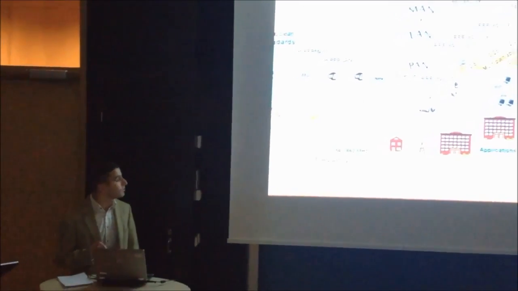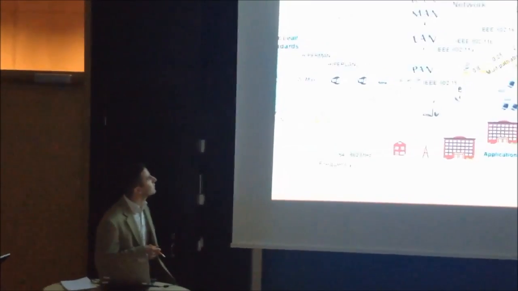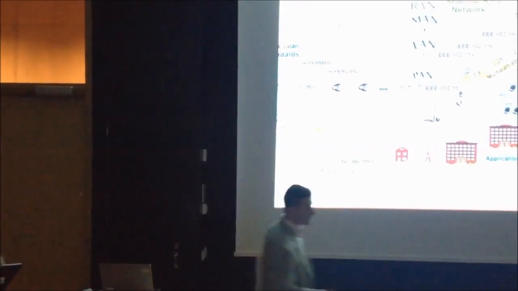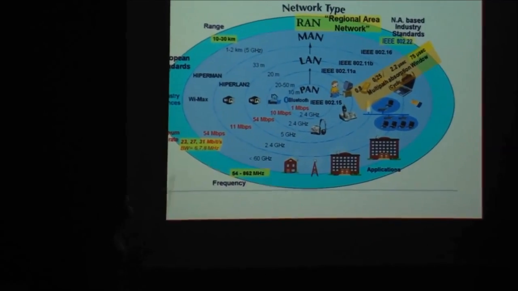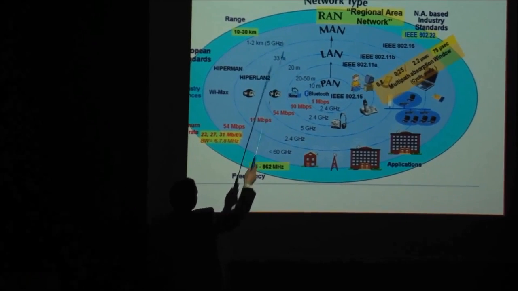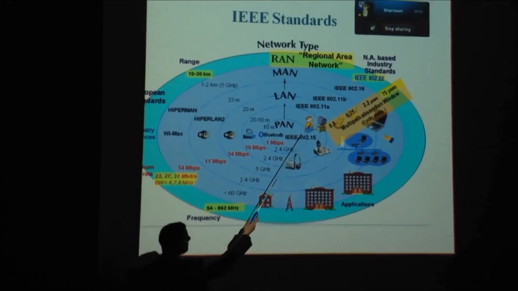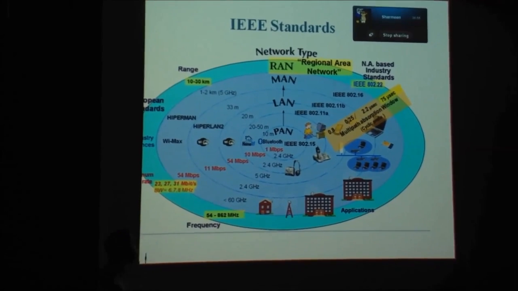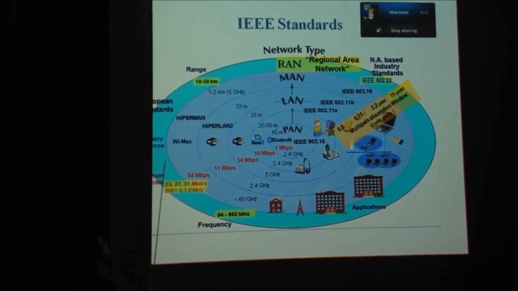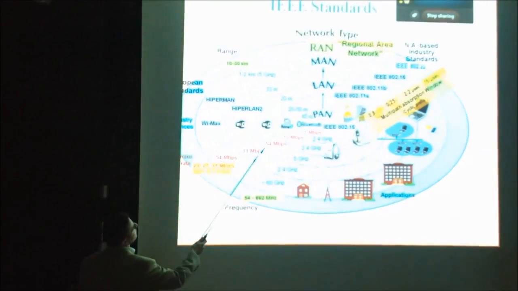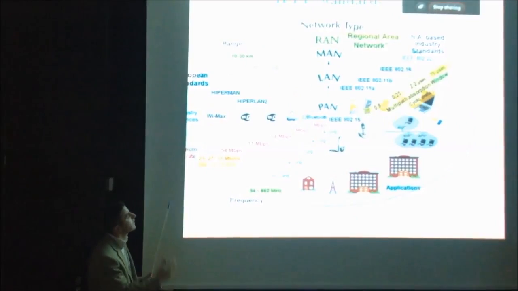Here is a very common figure that we are seeing in many resources, and here I can show that we are working in the very outer circle, the WRAN, the Wireless Regional Area Network. This shows the IEEE standards, and our standard is 802.22, which has a range of up to 10 to 30 kilometers. It also shows Bluetooth, Wi-Fi, and WiMAX with their different ranges.